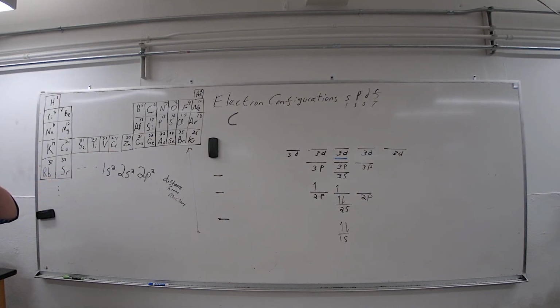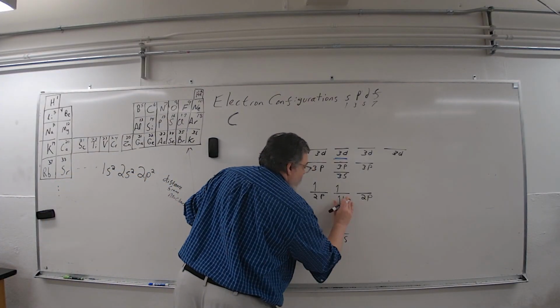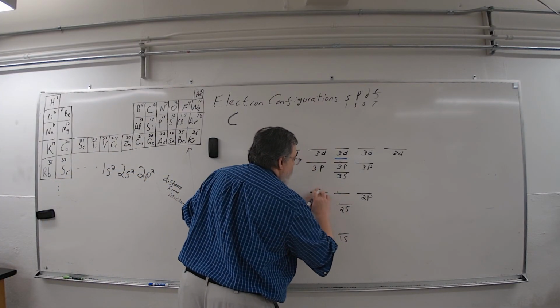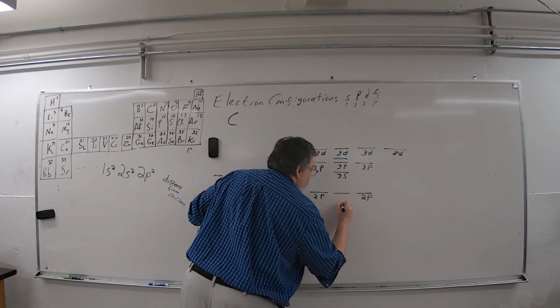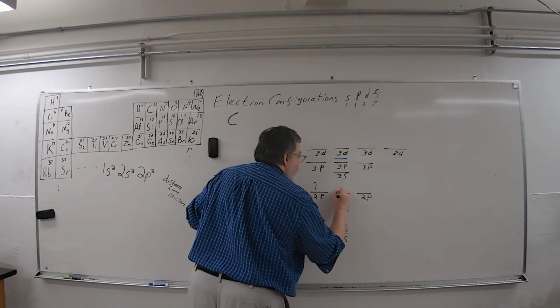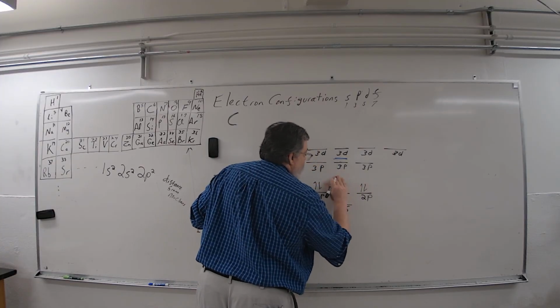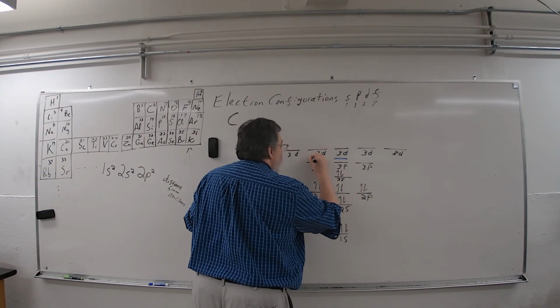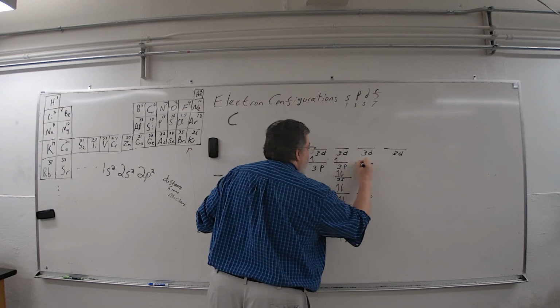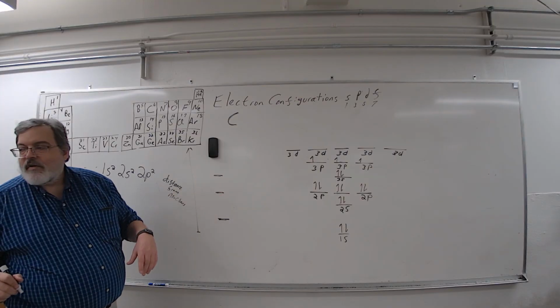Let me do, instead of carbon, phosphorus, 15. So if I did 15, I would do it like this. You look at the periodic table, you look at phosphorus, you see the 15, and you go 1, 2, 3, 4, 5, 6, 7, 8, 9, 10. Drop that a little. 11, 12, 13, 14, 15. That's one way to represent the electron configuration of phosphorus.